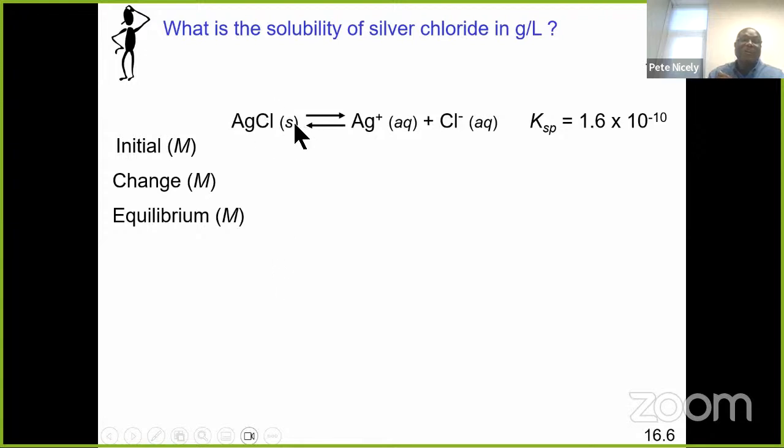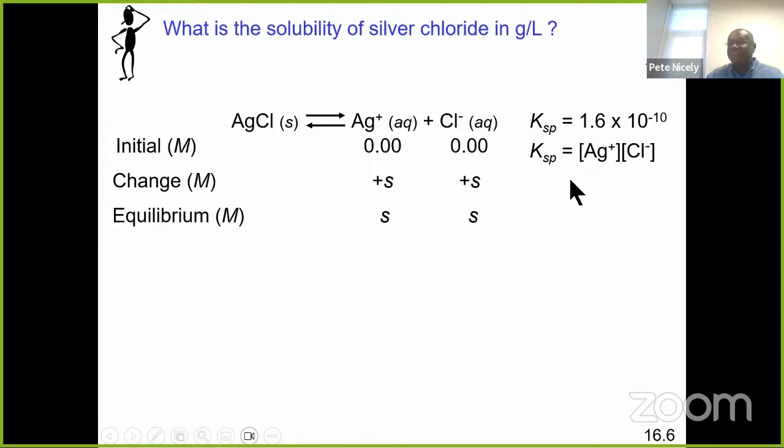And we set up our ICE table. Now, in this case, we won't be concerned with the silver chloride because it's a solid. So initially, you would have no silver ions and no chloride ions. Now, the change in this case, we're going to call it plus S. S stands for the solubility, the molar solubility. And the same will be true for the chloride. So at equilibrium, these would be the concentrations of the silver ions and the chloride ions. So therefore, we write down the Ksp expression, which is Ksp equal to the concentration of silver ions times chloride ions. And then we plug in the S values here.